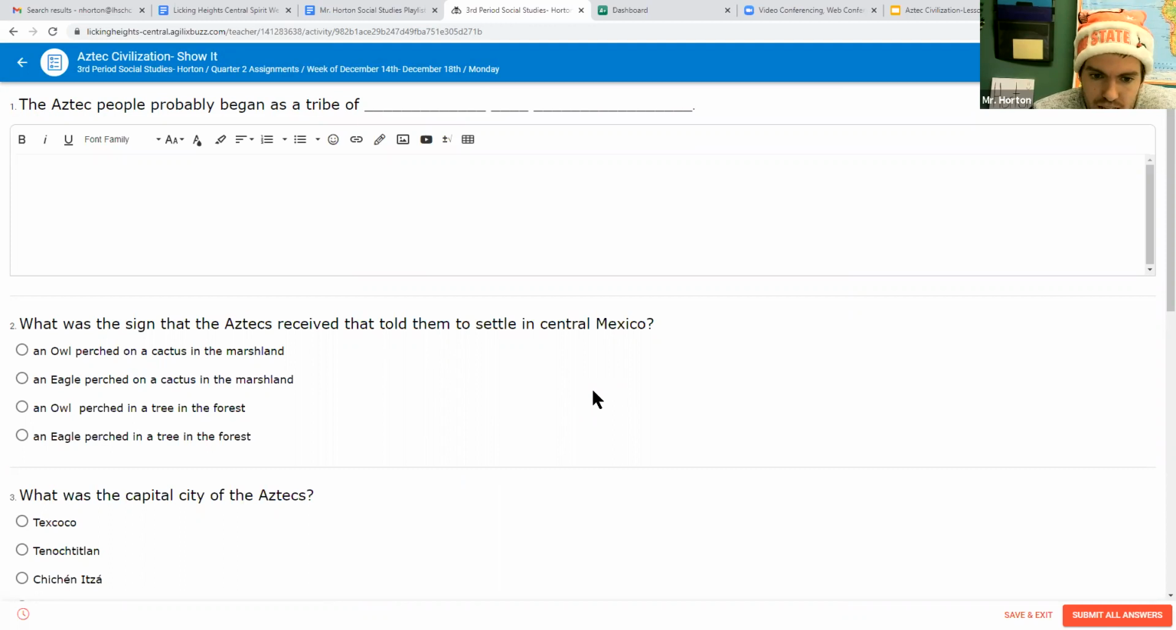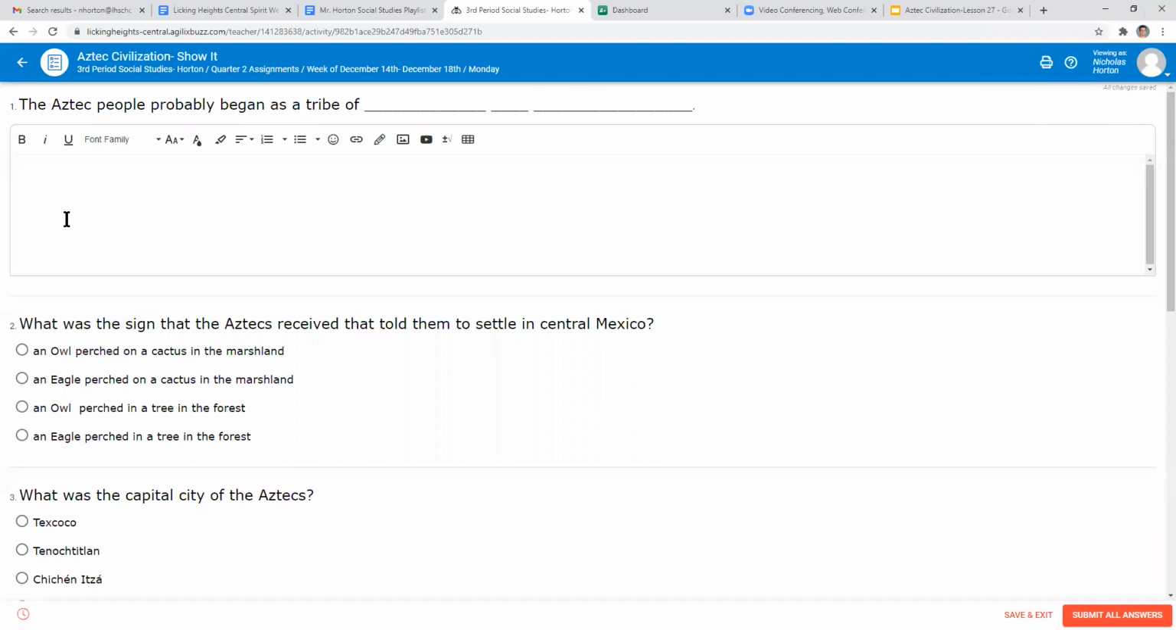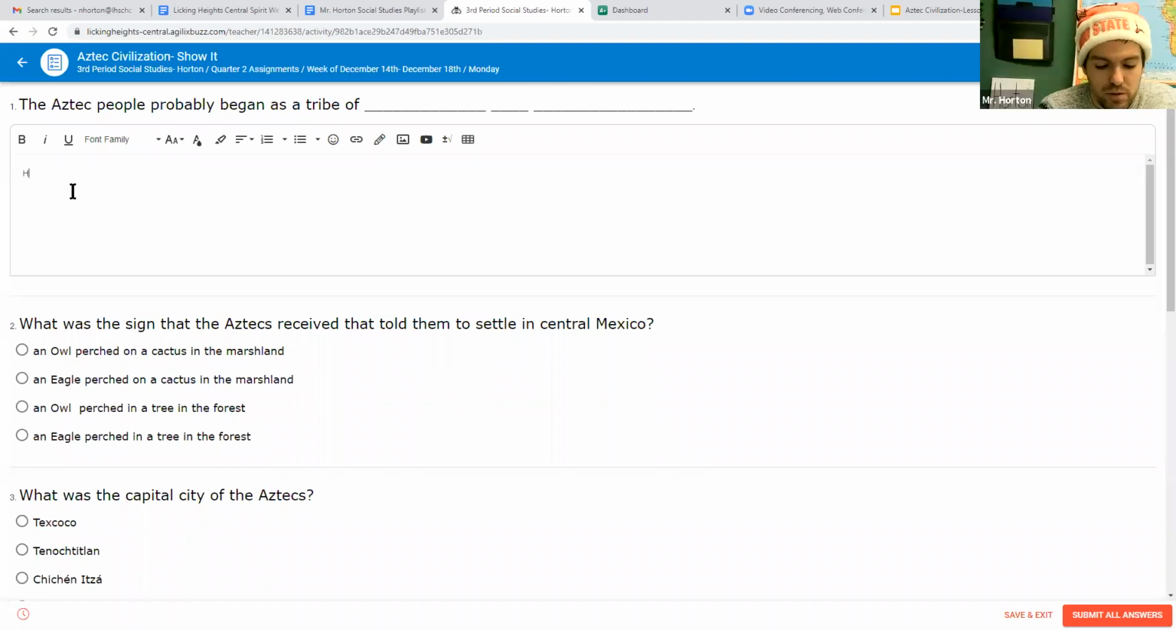Okay. So you guys will help me answer these questions. Number one, it says the Aztec people probably began as a tribe of what? So what were they classified as? How did they begin? What do we think? Kayla T, what do we think? Hunters and gatherers. Perfect. So for number one, we'll just put hunters and gatherers.